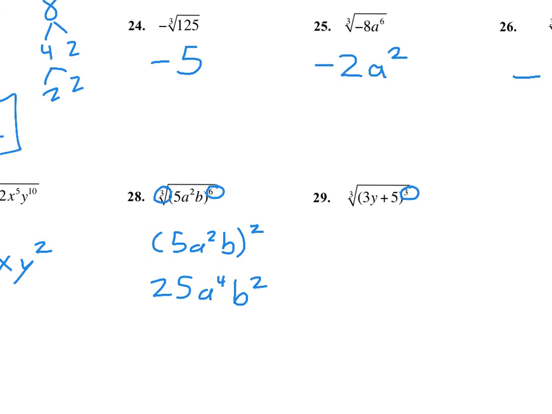Dividing the exponent by the index, we get 3y plus 5 to the first power. So the nice thing about this lesson was every exponent that we saw in the radicands was divisible by the index. And we'll learn soon what to do when the exponent cannot be divided evenly by the index.